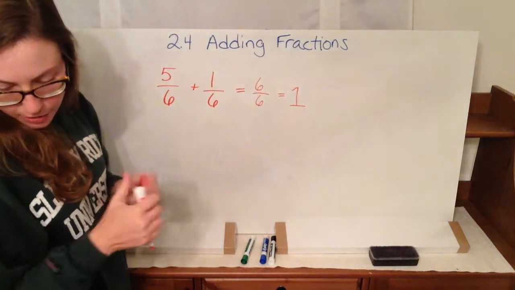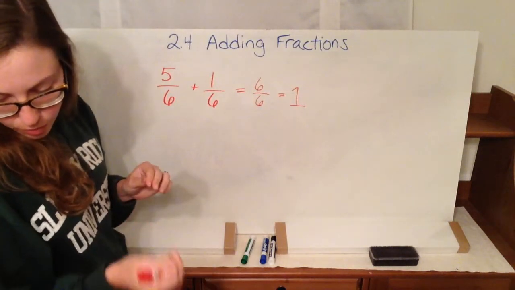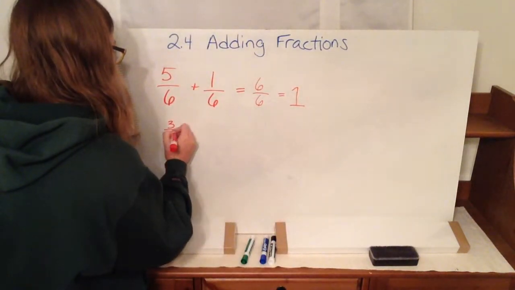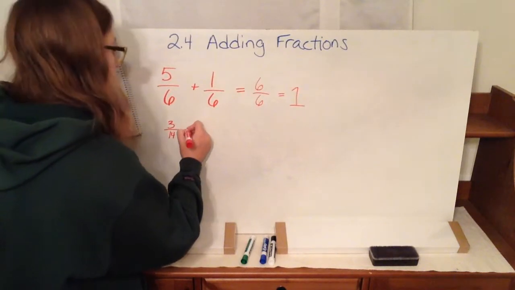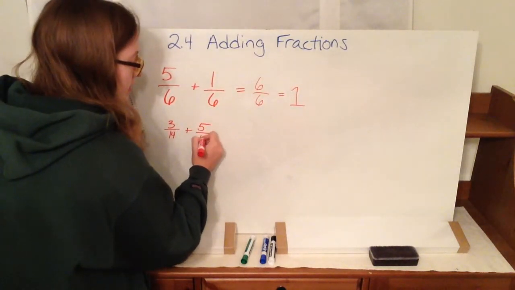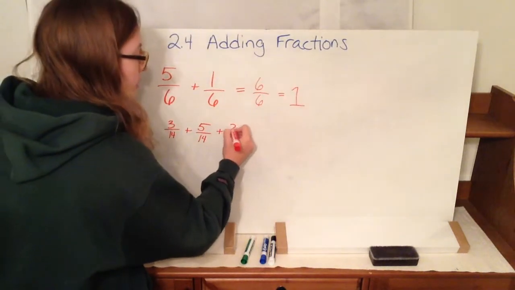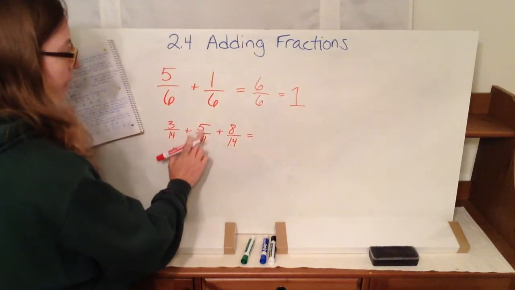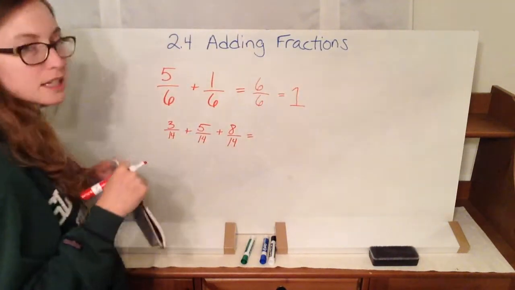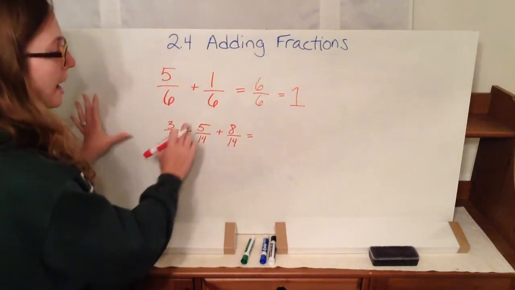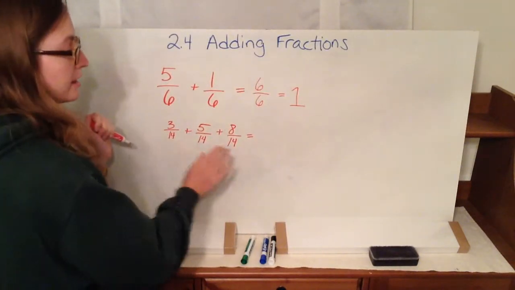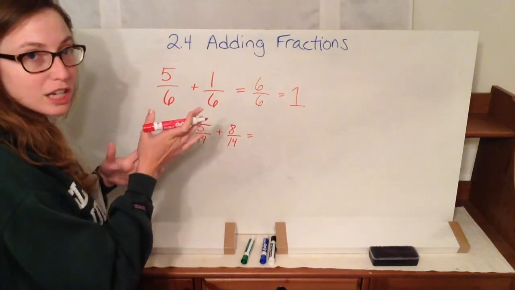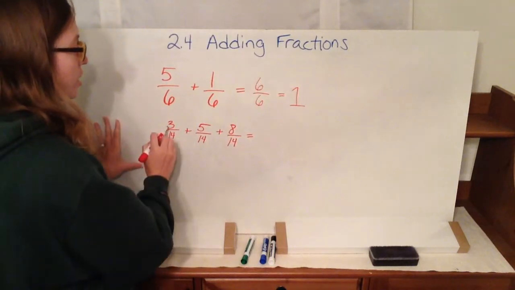Okay? Another example for you would be 3/14 plus 5/14 plus 8/14. Okay? 3, 5, and 8 all over 14. Since the denominator is the same, we can simply add across the numerators and leave the denominator the same. As we can recall with the pictures, the size of the pieces are not changing, so the denominator does not change.